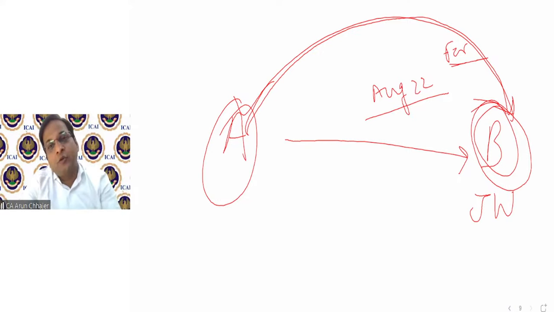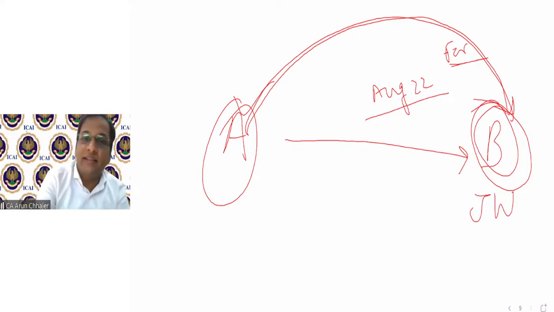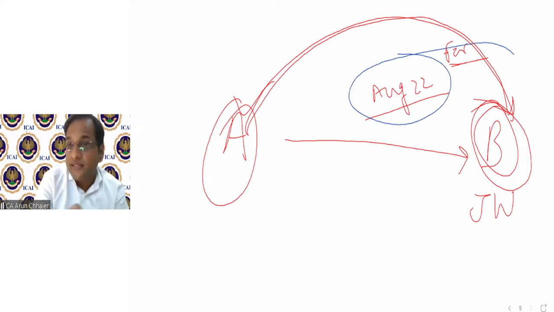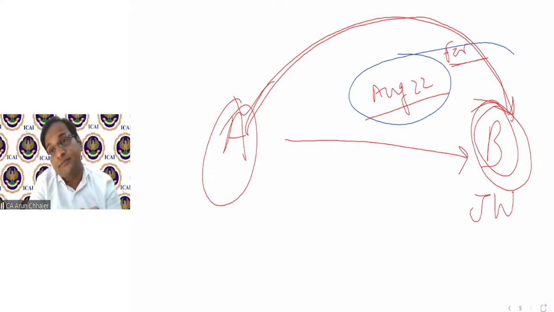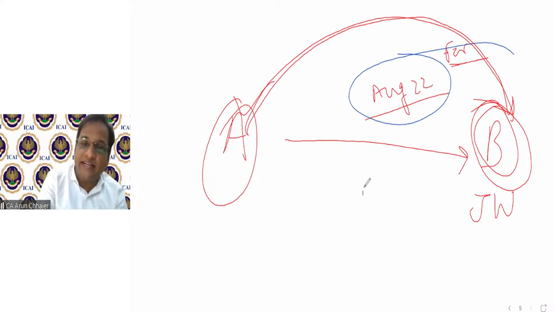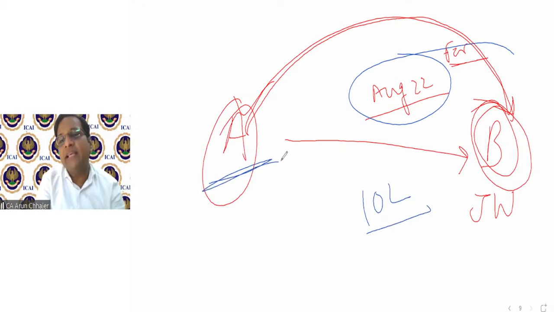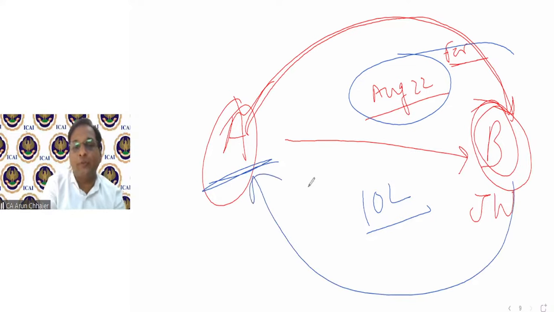After 6 months, what happened? Now B is saying, sir, I would like to buy that machine. Let's say I have decided that the goods are being sold by A. Let's say A is saying that you need to pay rupees 10 lakh to me.